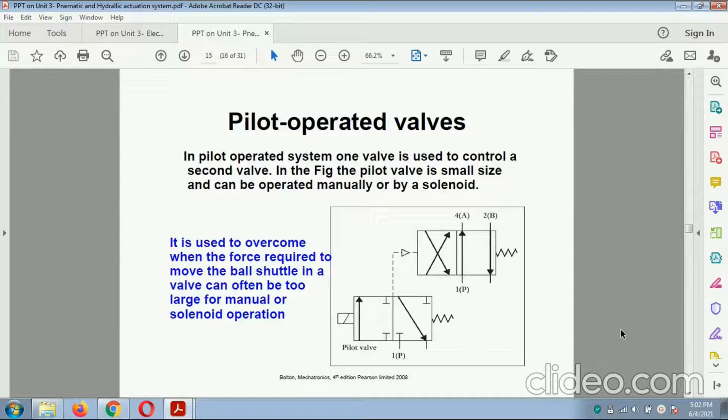The pilot operated valve. In the pilot operated system, one valve is used to control the second valve. The figure can be operated. It is used to overcome the force required to move the ball or shuttle in a valve, which can often be too large for manual or solenoid operation. So this shows the diagram, that is a poppet valve.